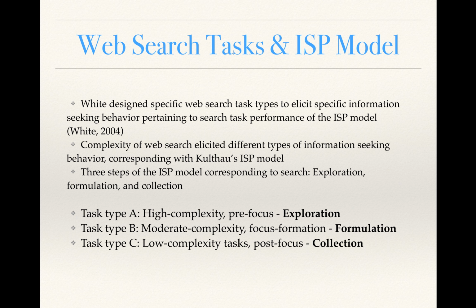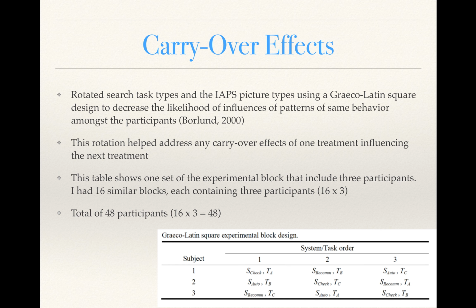So I was able to find specific web search tasks, task types A, B, and C, going from high complexity all the way to low complexity, and according to White, they are supposed to pertain to the exploration, formulation, and collection parts of the ISP model. So I'm very excited about this, and I'm really looking forward to doing my data analysis regarding that.